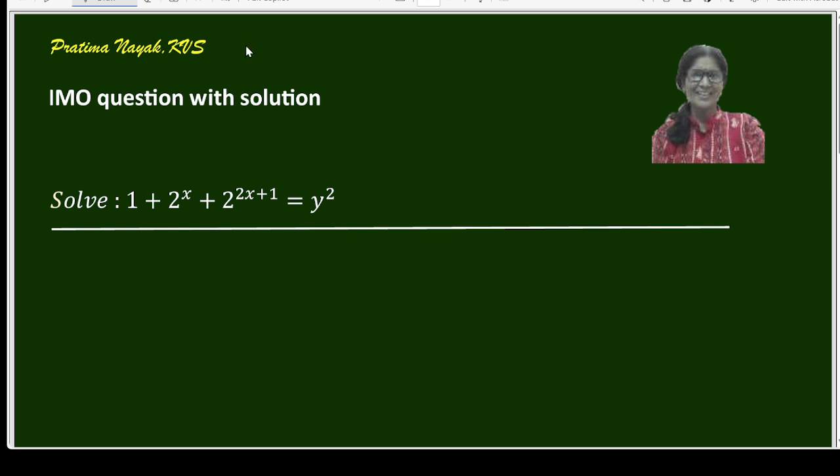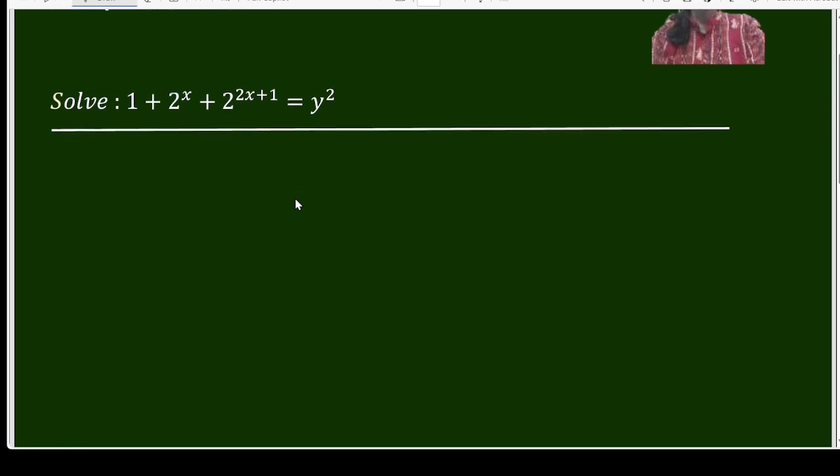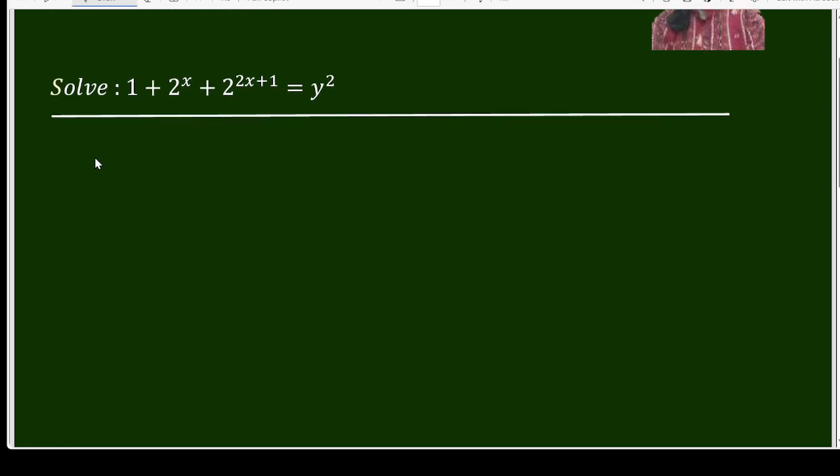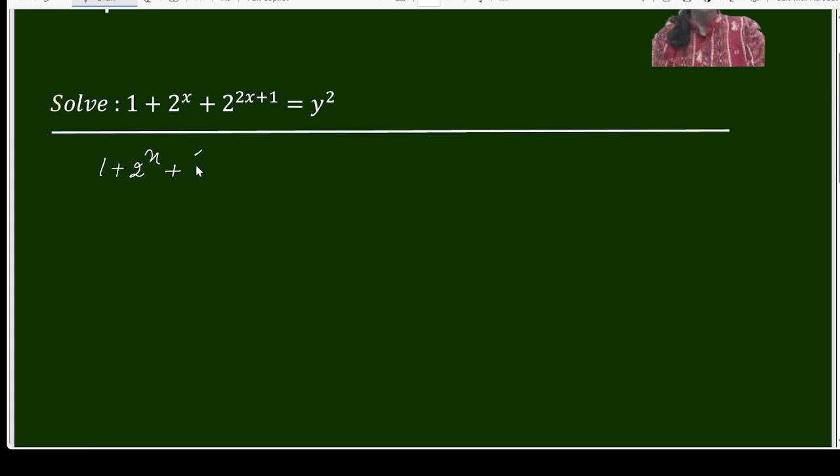Today I have taken a Maths Olympiad question, an International Maths Olympiad question based on number theory. The question is to solve 1 plus 2 power x plus 2 power (2x plus 1) equals y square. So rewriting this equation, I'll write 1 plus 2 power x plus 2 power (2x plus 1) equals y square.